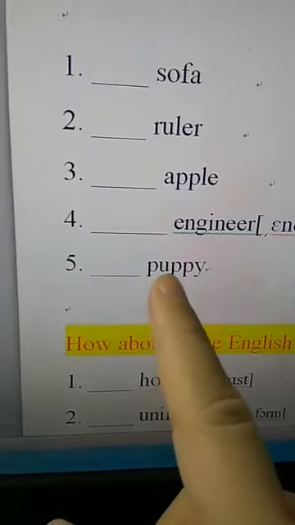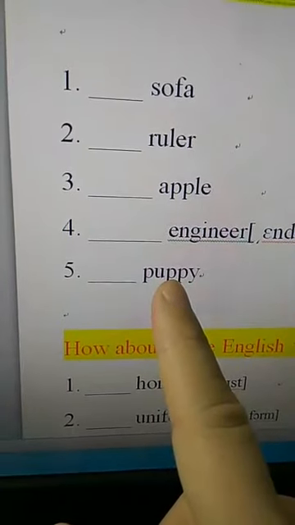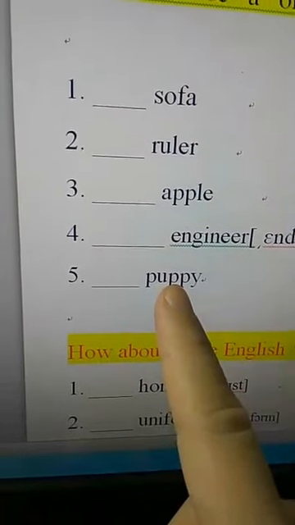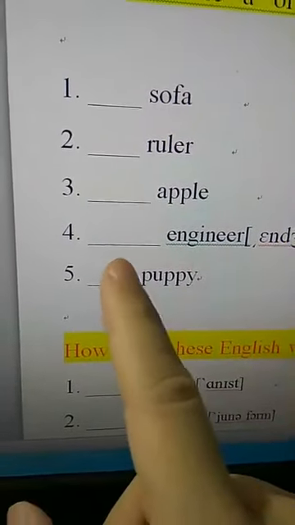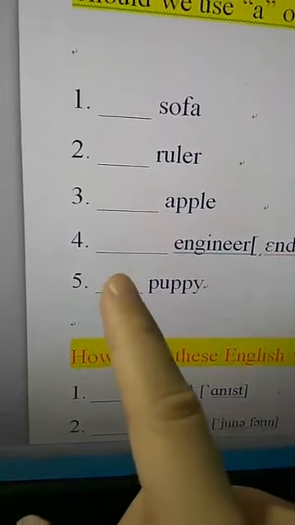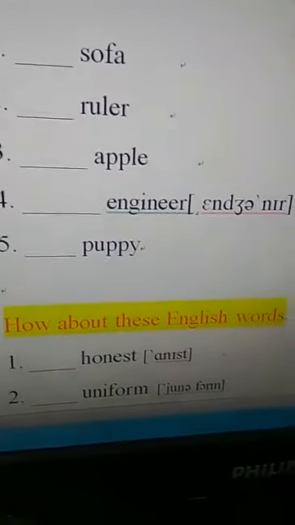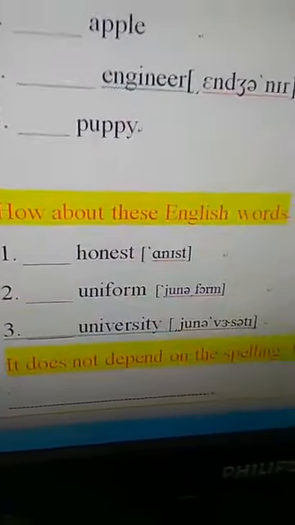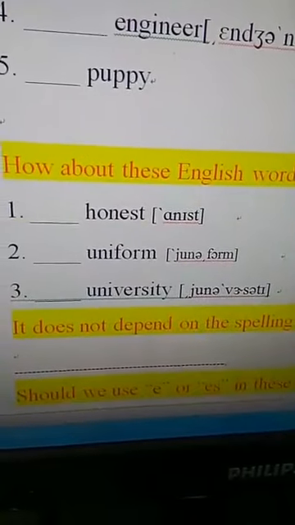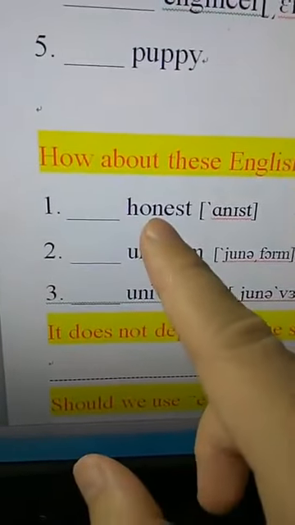Number 5, puppy. That means like a little dog. Okay, puppy. How about the answer? Yeah, this one is so easy. We use a because puppy. We'll use a here. Okay, this one is so easy, but how about the next one? How about these English words? Okay, let's see. Okay, honest.